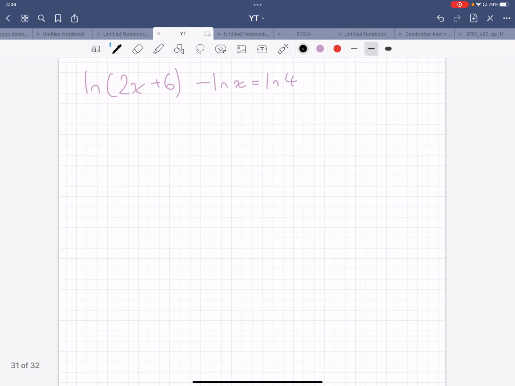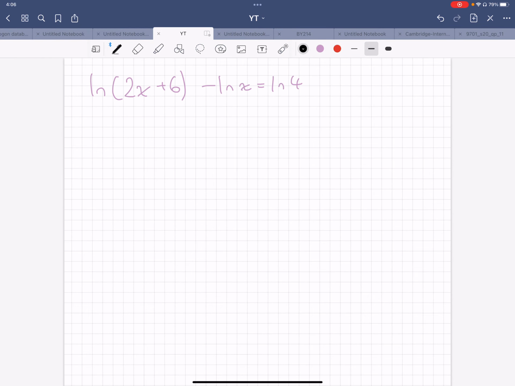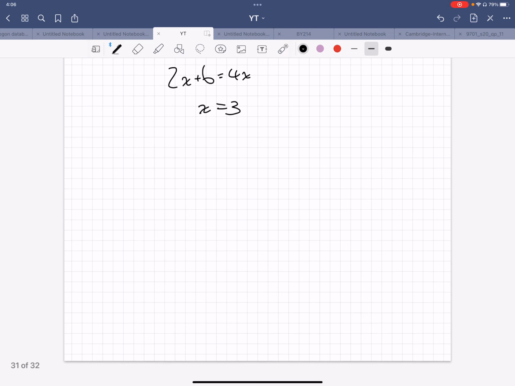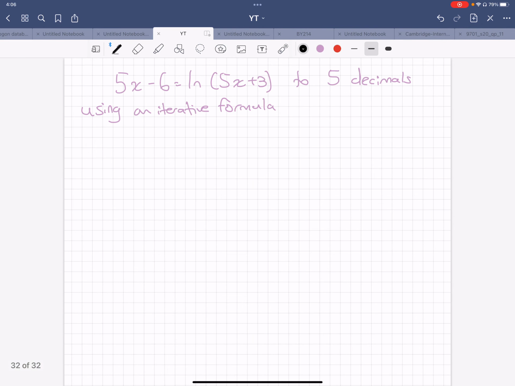The second one is pretty similar. We can combine one side, so this is ln of (2x plus 6) over x equals that. So we have (2x plus 6) over x equals 4, or we can basically just say 2x plus 6 equals 4x, x equals 3. The last question is a bit harder.